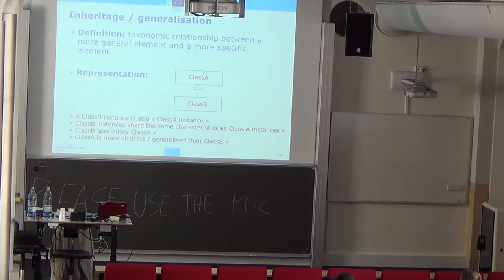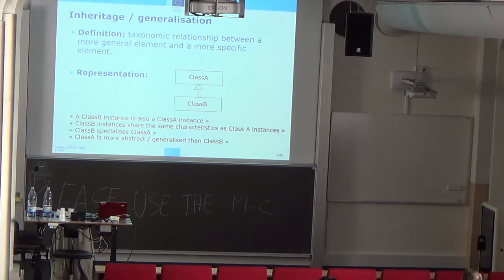What is important, and what is the power of UML, are the different types of associations. In this case we have generalization, or inheritance, which by definition is a taxonomic relationship between a more general element and a more specific element, and we use this closed arrow to represent this generalization.